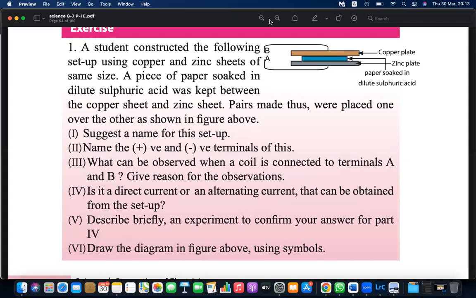Yes, this is going to work as a chemical cell, right? So paper soaked in dilute sulfuric acid, copper plate and zinc plate. Can you name the positive and negative terminals for this? What are the positive and negative terminals? Can you tell? Yes, what is positive, what is negative?